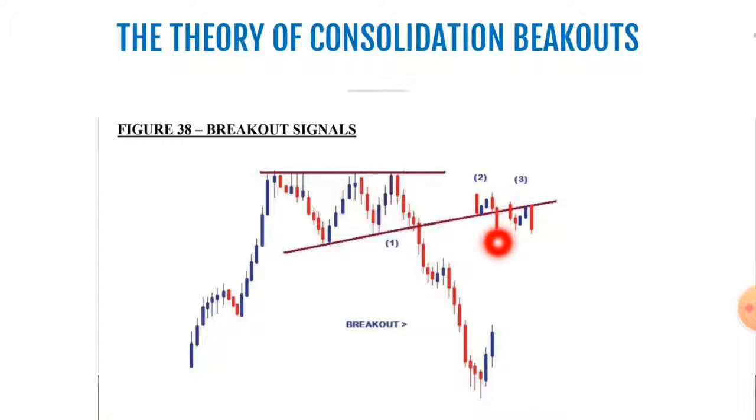and then U-turn to break below the boundary and provide us with a breakout signal. And the third way, which is the one that took place on the Aussie Canadian dollar, is for the market to initially break the boundary, pull back to then test the broken boundary, and then U-turn to provide us with a breakout signal.